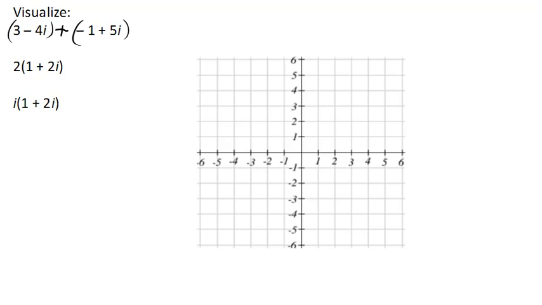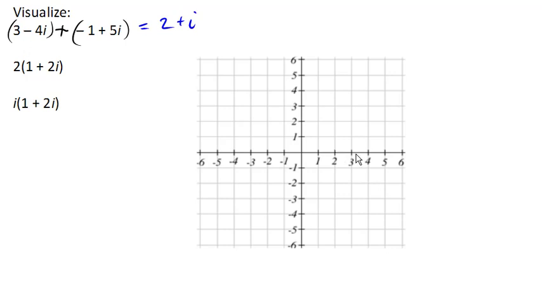So now let's take a visual look at adding and multiplying with complex numbers. So starting out here, 3 minus 4i plus negative 1 plus 5i. Now certainly we could just add these. 3 plus negative 1 is 2, negative 4i plus 5i is positive 1i. But let's think about this visually.